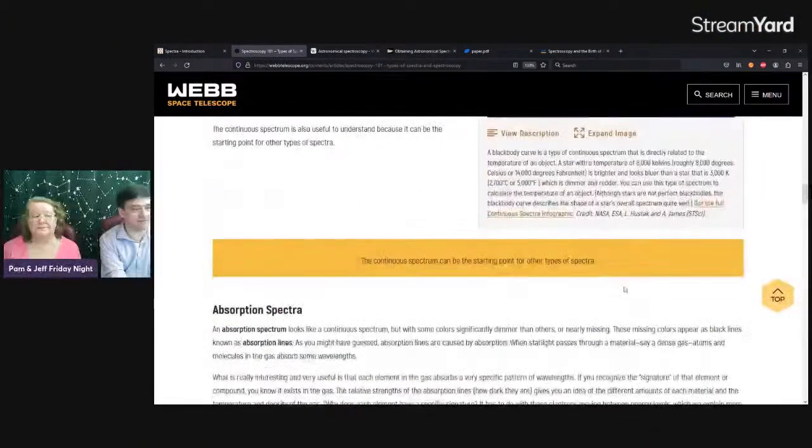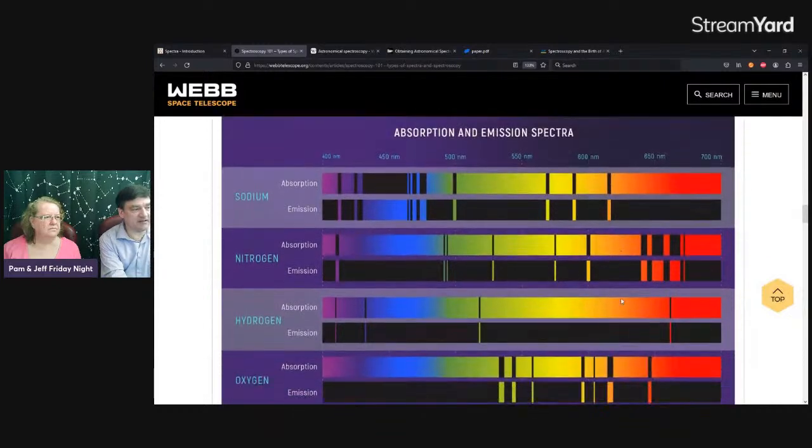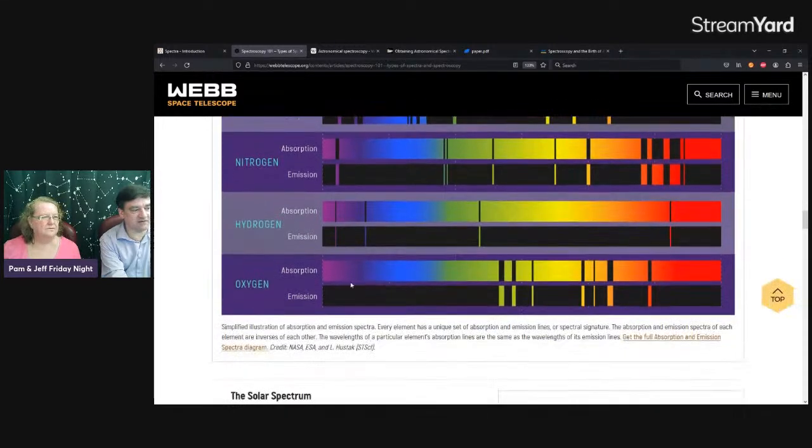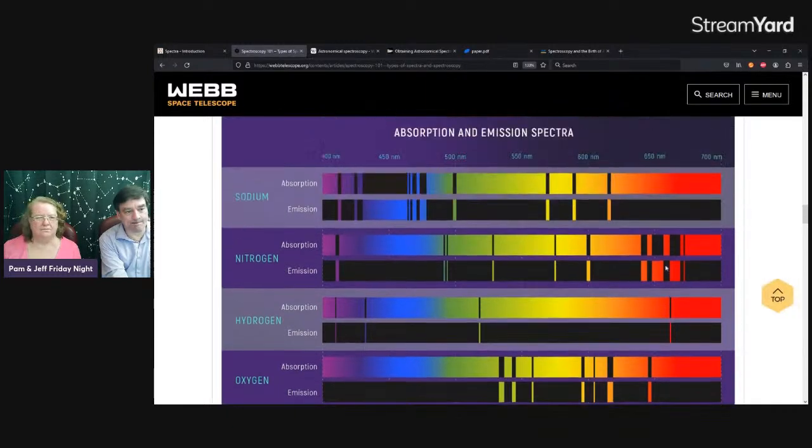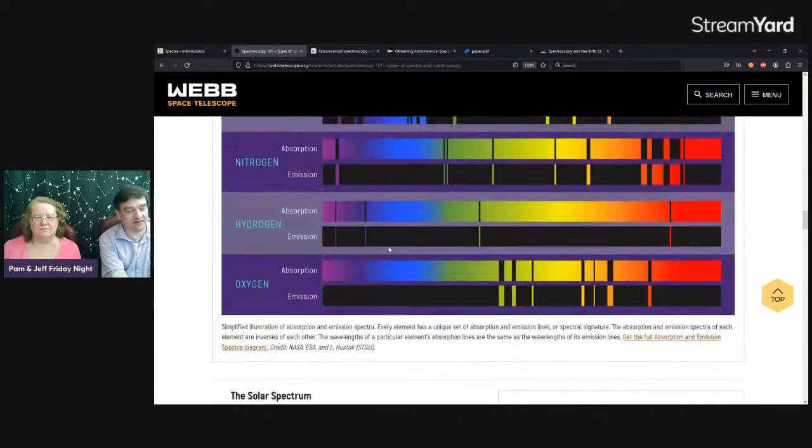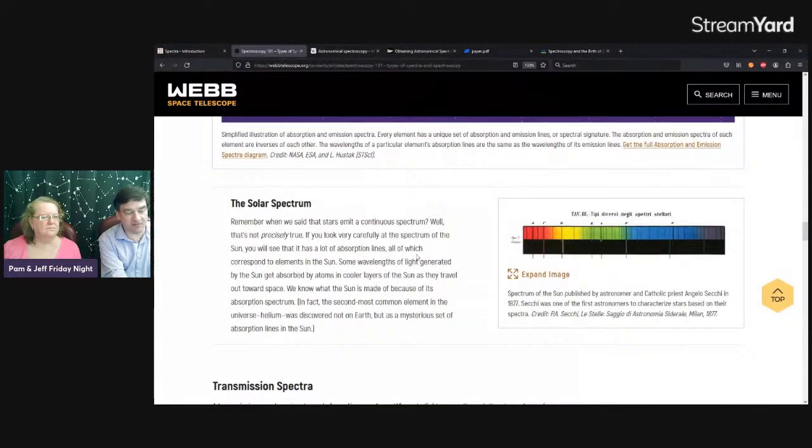So, absorption spectra, and here you can see it plainly. Sodium, absorption, emission. You notice nitrogen, hydrogen, oxygen. Hydrogen is the easiest one to see because it has so few lines and they're very distinct. But they're all there. And this is one of Secchi's things.